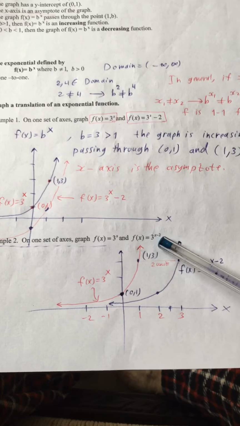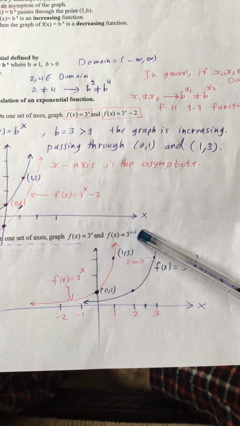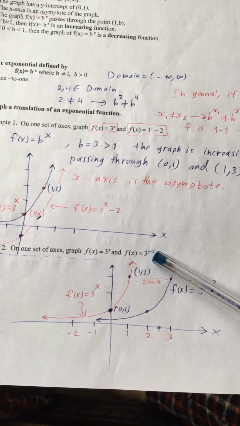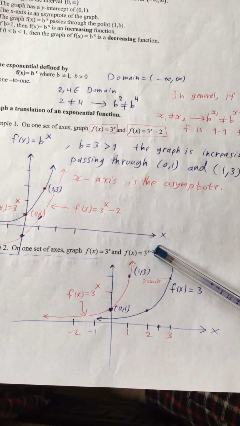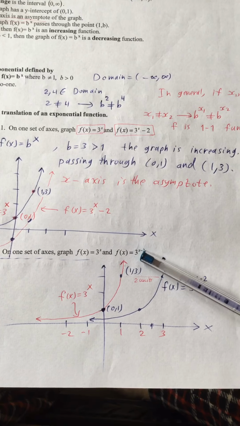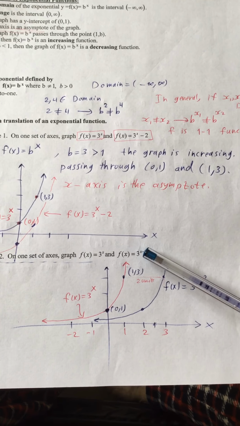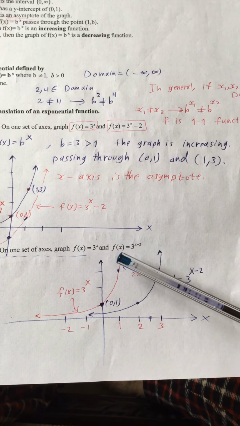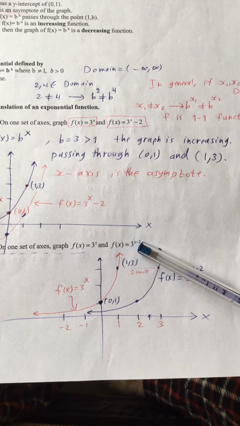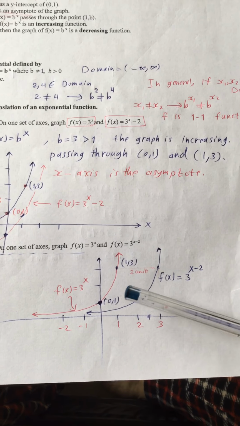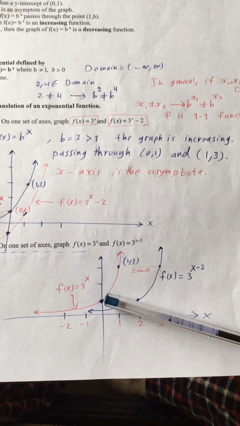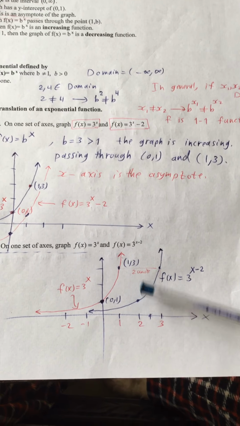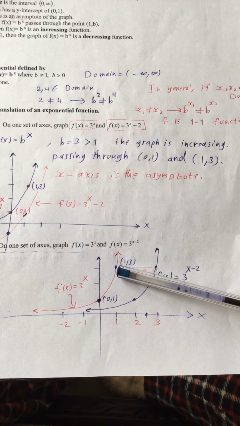Now to graph f(x) = 3^(x-2), this is horizontal shifting. If we have negative 2, we move to the right 2 units. If we have positive, we move to the left. Here we have negative, so we move to the right 2 units. This means this point (0, 1) shifts to the right 2 units, to (2, 1). Also shift this point (1, 3) to the right 2 units, to (3, 3).